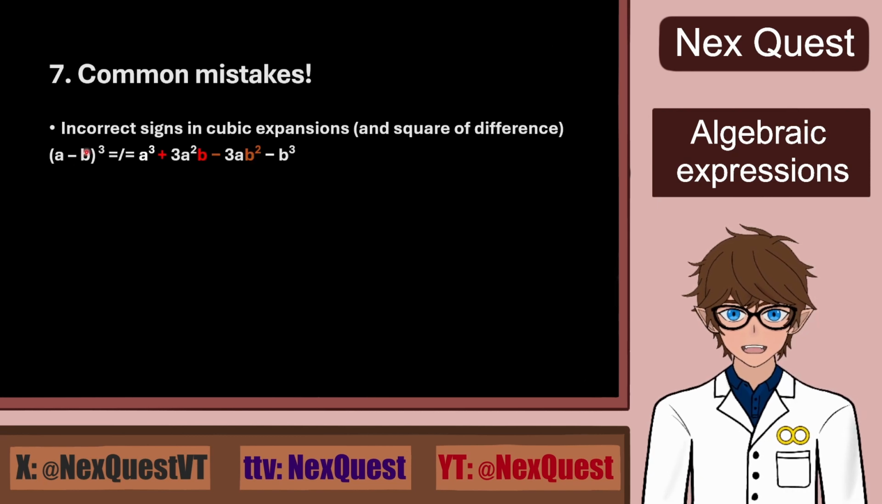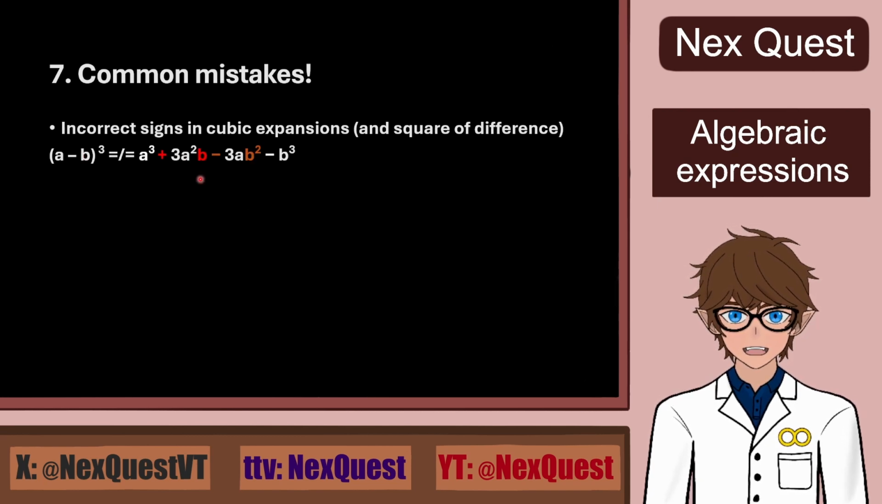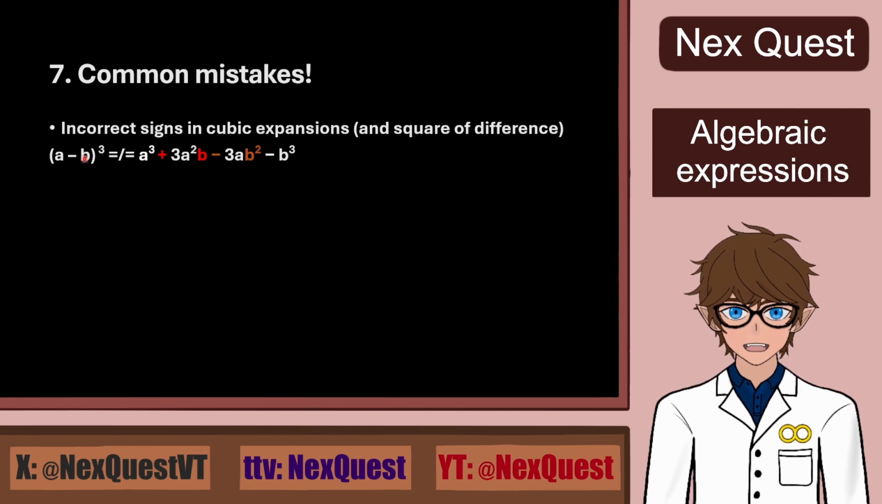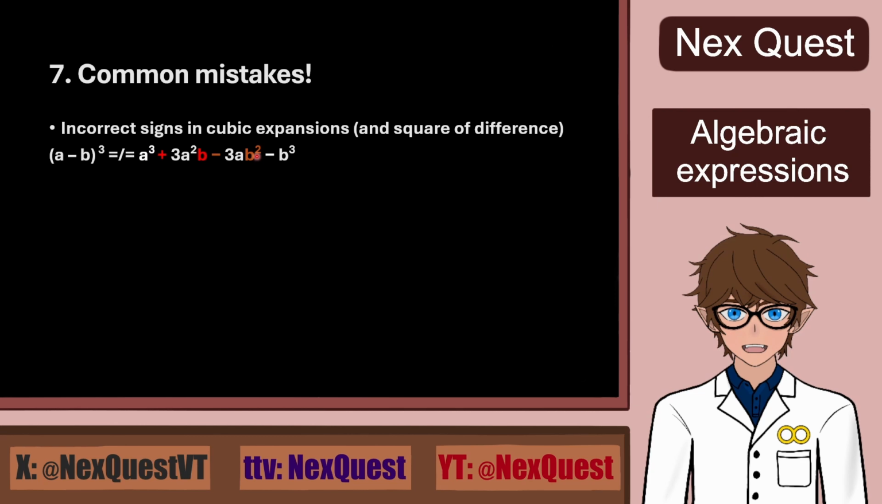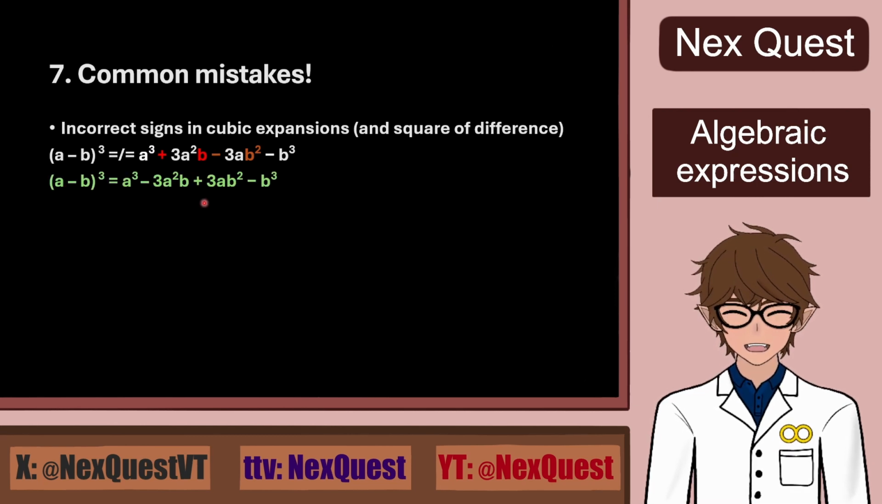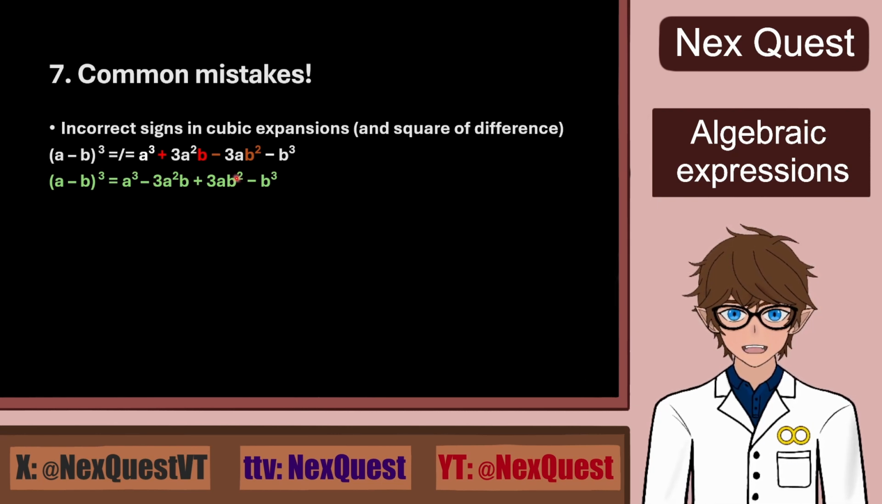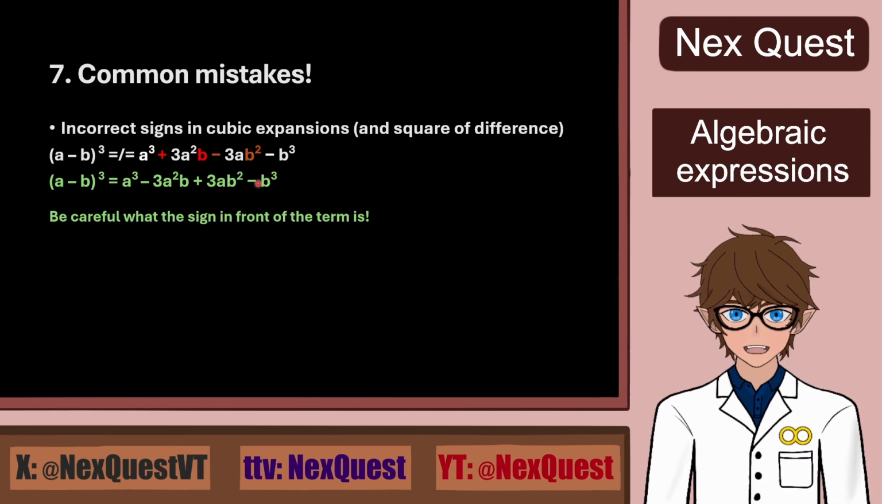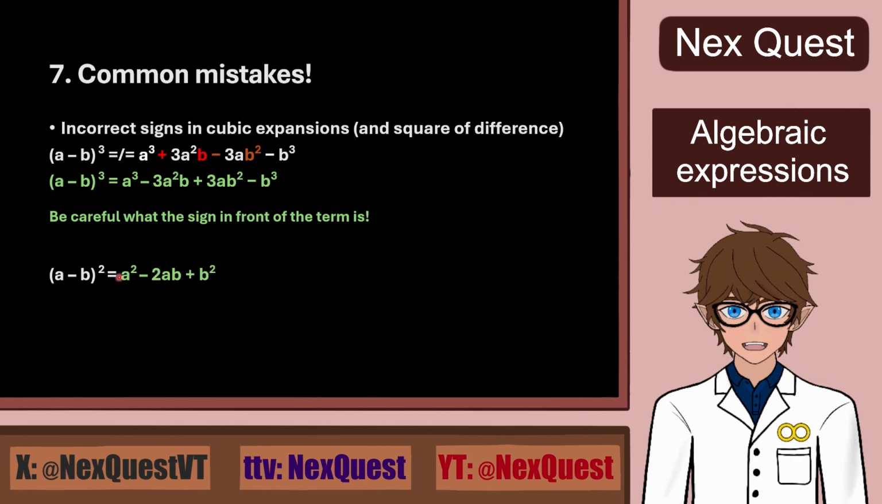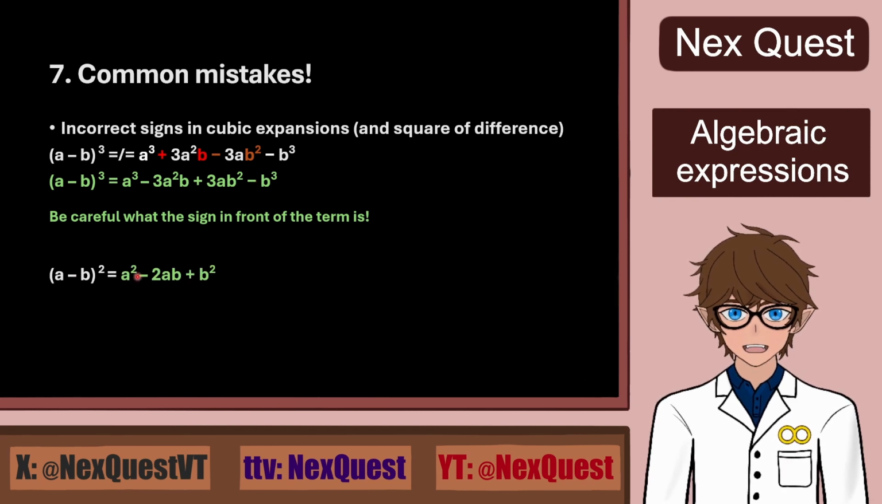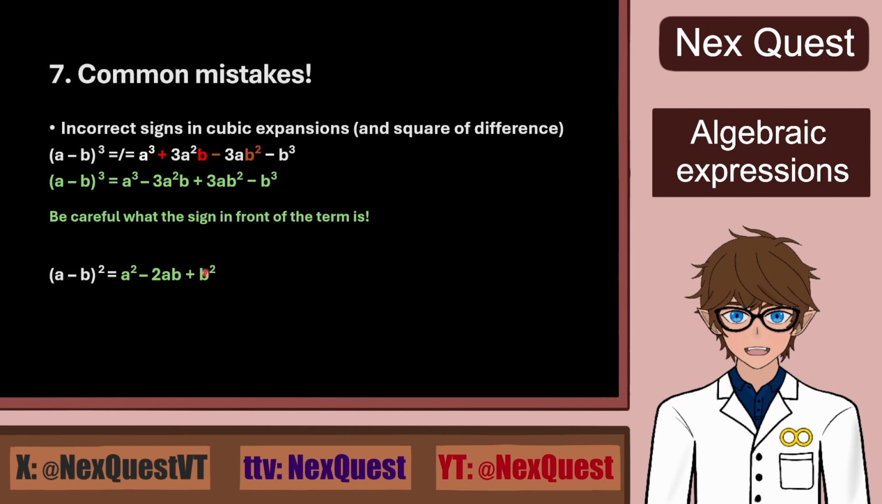So this does in no way equal this, because we didn't put any respect on the sign in front of b, meaning that b to the power of 1 here should be negative, while b to the power of 2 here should be positive. So if we move these two around, we get the correct expression. So b to the power of 1 is negative and b to the power of 2 is positive, while b to the power of 3 is negative again. So always be careful what the sign in front of the term is. As we see in the square of difference, b to the power of 1 contributes to the negative sign, and b to the power of 2 contributes to the positive sign.